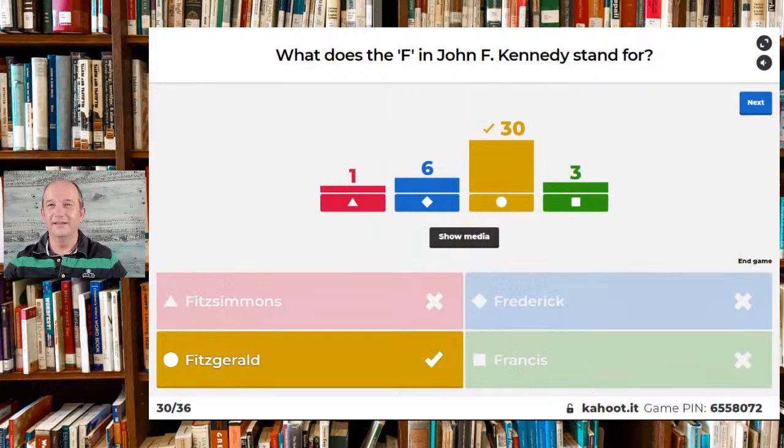There we go. The correct answer is Fitzgerald. And obviously, lots of you knew that. Well done. 30 of you getting that right. Fantastic. Well done. And let's move on, see what that's done to the scoreboard.